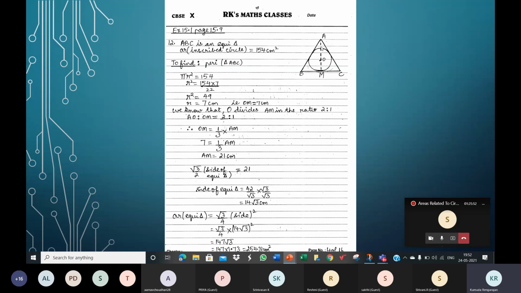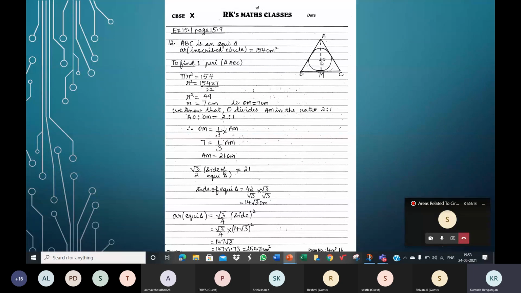Incircle, touching the sides, incenter. Circumcircle, going through the vertices, circumcenter. In an equilateral triangle, the position of the incenter is the same as the position of the circumcenter, is the same as the position of the centroid, is the same as the position of the orthocenter.